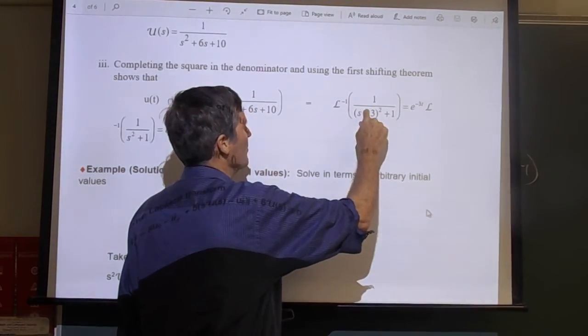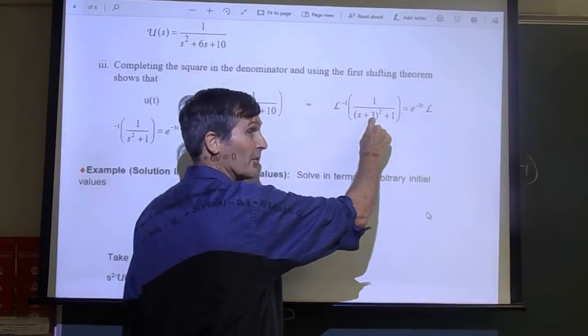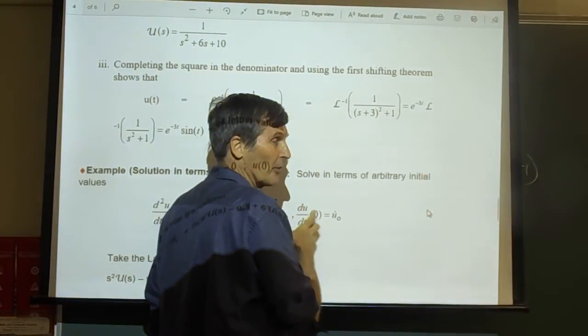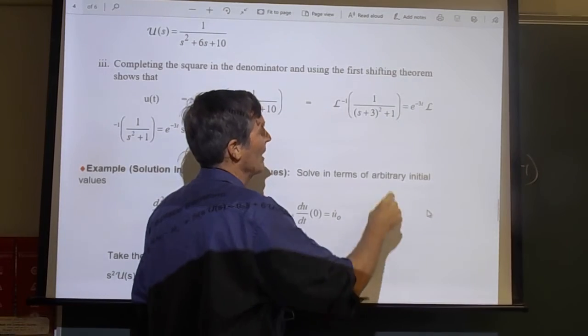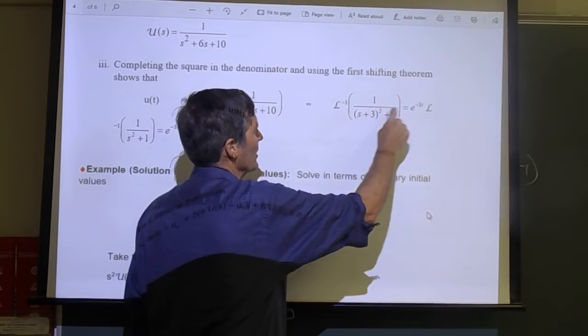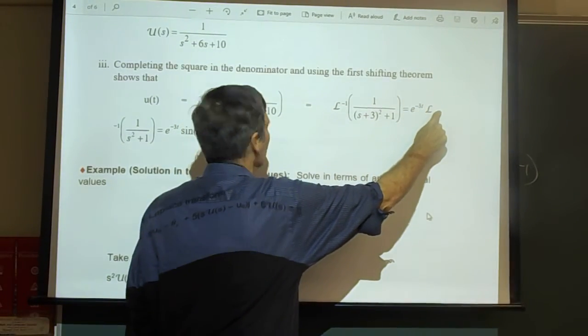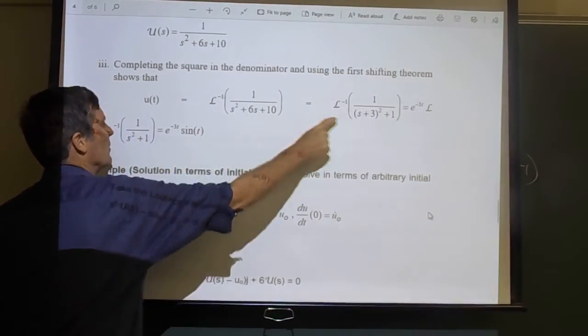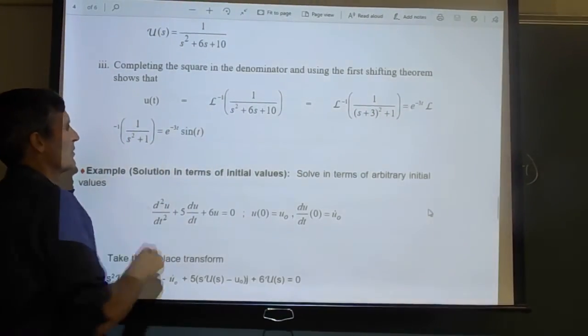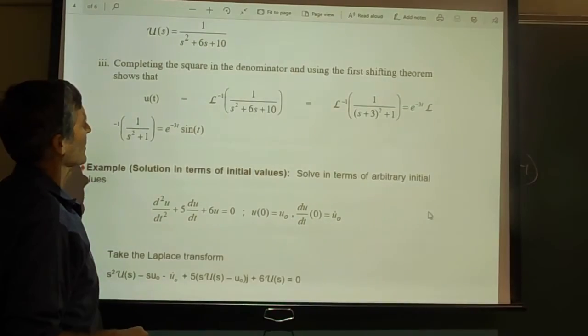replaces s by s minus a, here minus 3, right? The shift is whatever you subtract, right? If you subtract one, the parabola was moved one to the right. So the shift is minus 3. We multiply by e to the minus 3t the inverse transform of what we would have had here, 1 over s squared plus 1. That's the shifting theorem we just wrote.